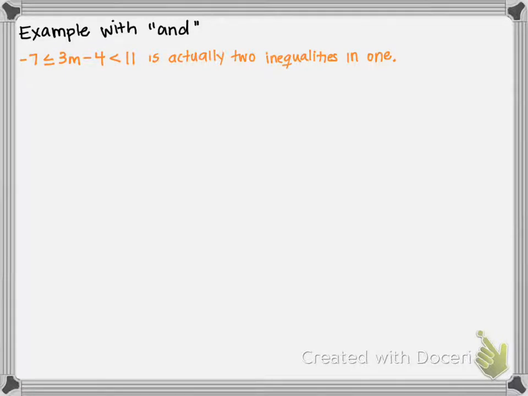So this is saying -7 is less than or equal to 3m minus 4, and then on the other side, using the 11, 3m minus 4 is less than 11. So they wrote it in one just because they didn't want to rewrite that 3m minus 4. But technically, it could be written together the way it is up top, or it could be separated using the word and. So even if you don't see the word and, know that this is a compound inequality.